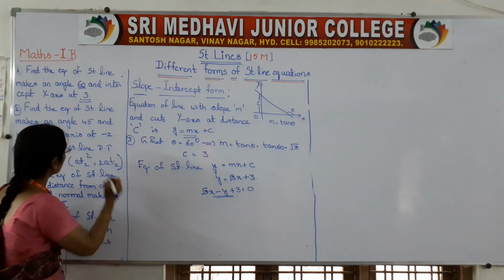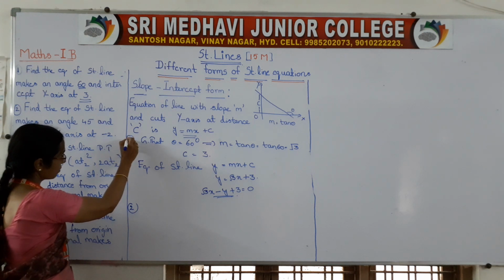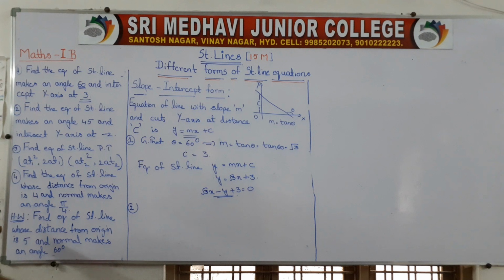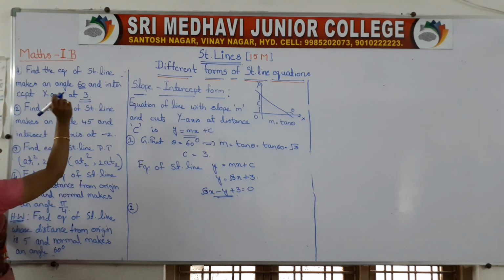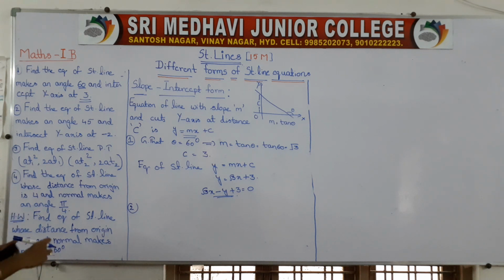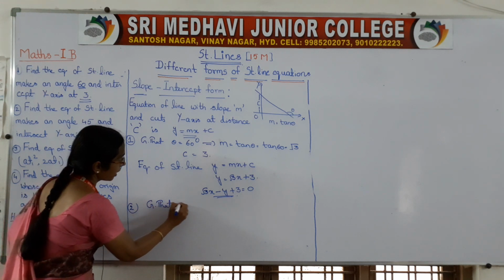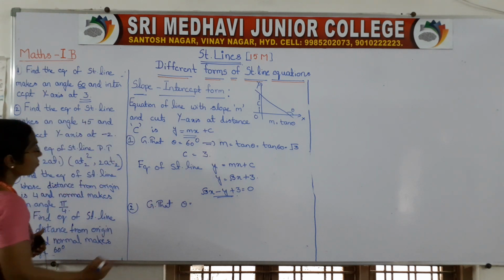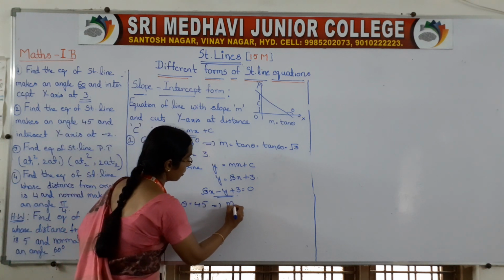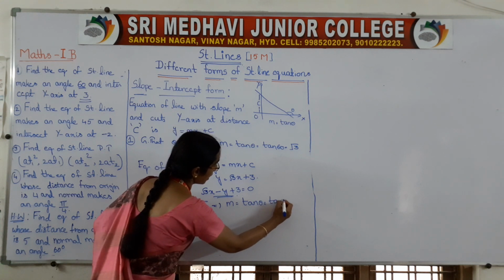Now come to the next question, the second one. Find the equation of the straight line that makes an angle 45 and intersects the y-axis at minus 2. Same thing: what is the given information? Given that theta is equal to 45. Whenever theta is there, we can find the slope: m is equal to tan theta is equal to tan 45.